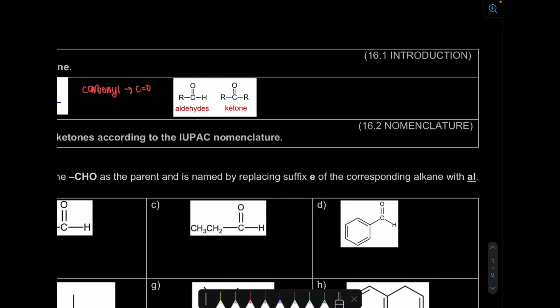For ketone, the bodyguards of your carbonyl carbon must be carbon. So whether it's CH3, a methyl, or an ethyl, it doesn't matter, but it must be bonded to another carbon. For aldehyde, one of them must be bonded to hydrogen. So that's the difference between aldehyde and ketone, but the functional group is the same. The functional group is carbonyl. So that's the introduction.